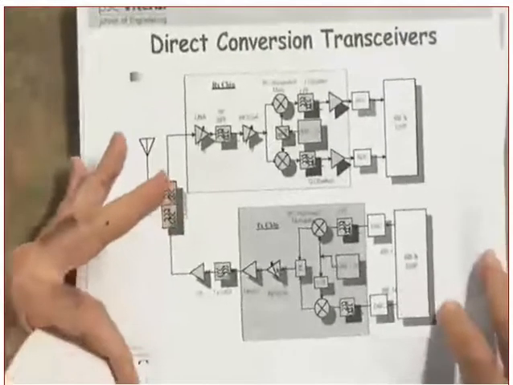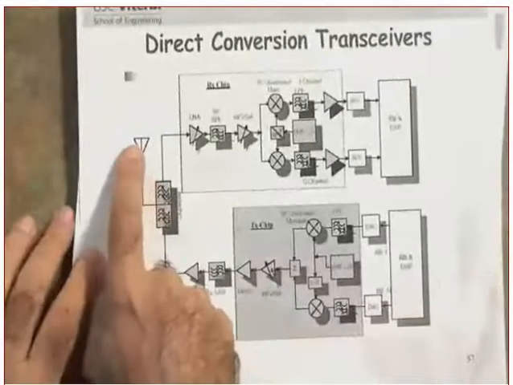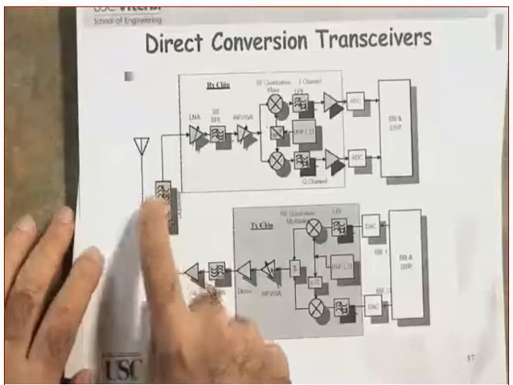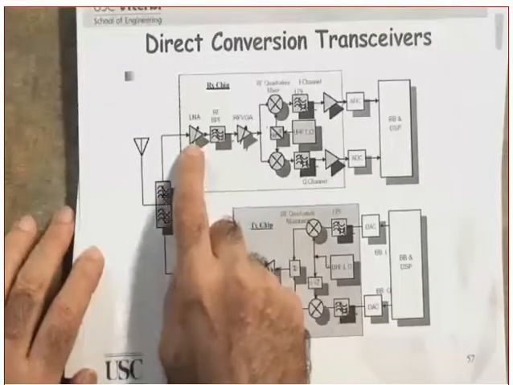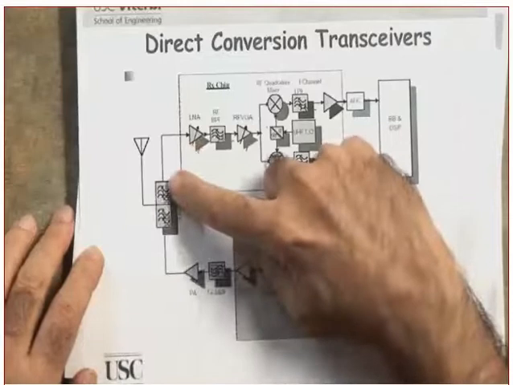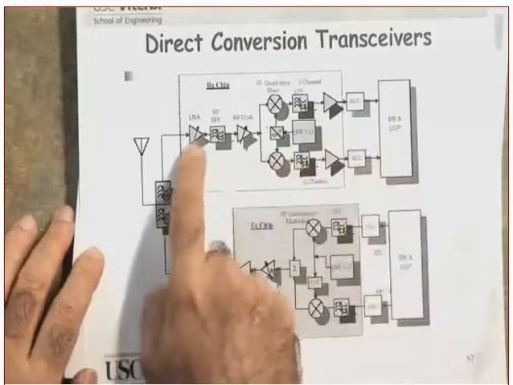But just to make sure that you get the diagram correctly, tell me, what is this? This is the antenna. That's the diplexer to separate the transmitter and the receiver. This is the low noise amplifier. This one, by the way, is the channel select. The low noise amplifier.